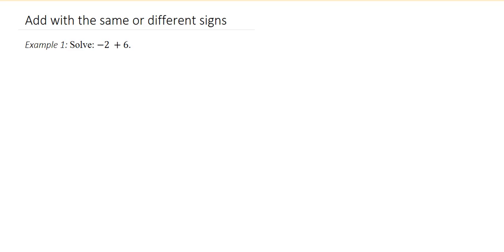Add with the same or different signs. So example 1, we're going to solve for the following. So we have -2 plus 6. So let's represent this on a number line here.